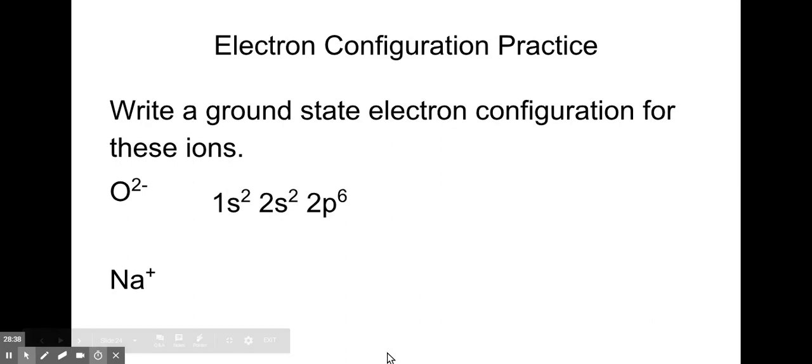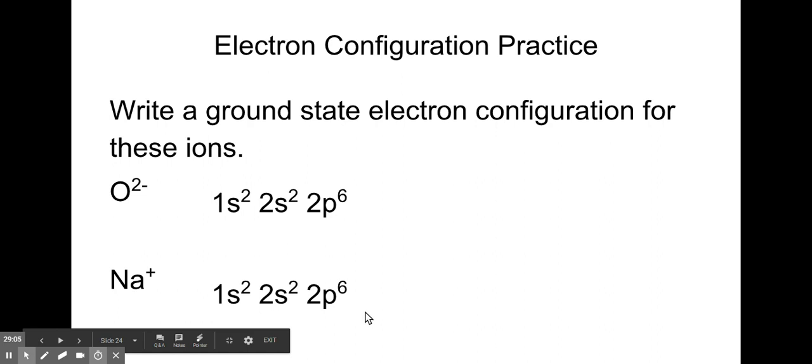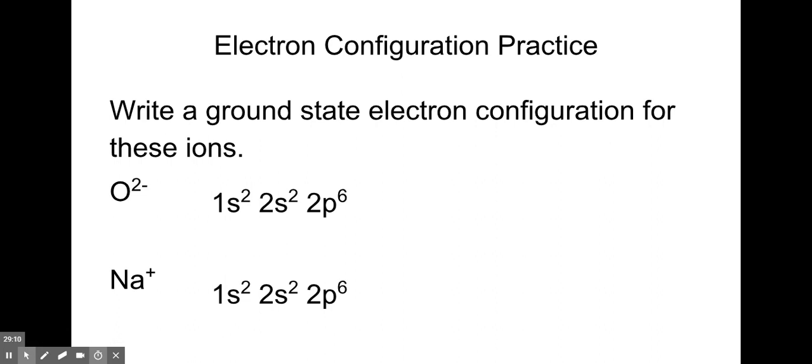So for the oxide ion, we have 1s2, 2s2, 2p6, and notice for the sodium ion, it's the same thing. These 2 ions actually have the same electron configuration. These are their most common ions, and they form these ions to have a more stable electron configuration, like that of a noble gas, in this case, neon. So these 2 have the same electron configuration, and the term we use for that is isoelectronic. The oxide ion and the sodium ion are isoelectronic.